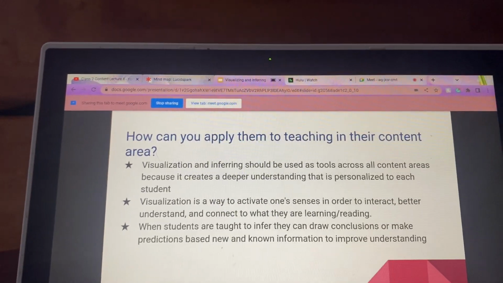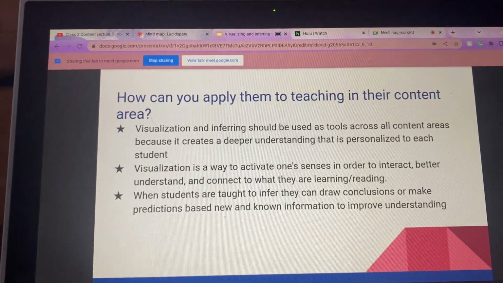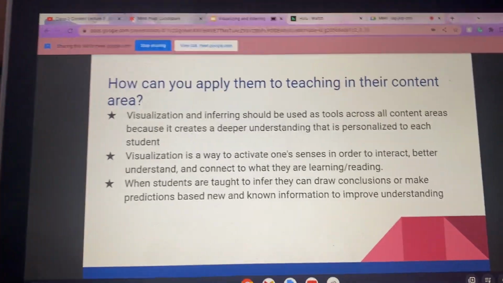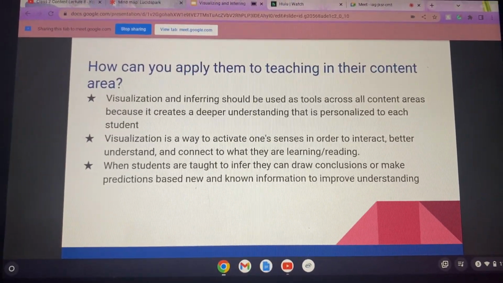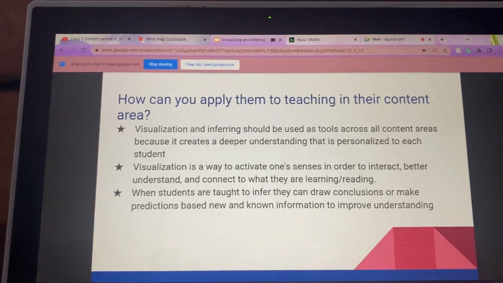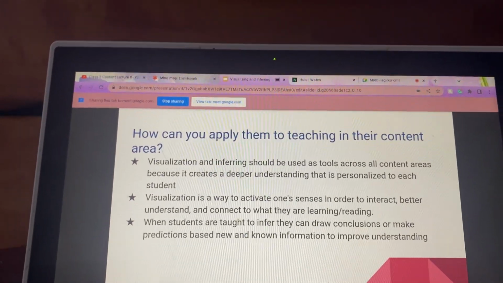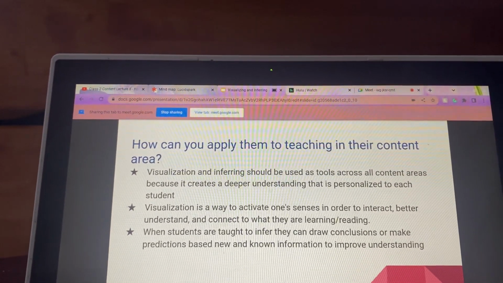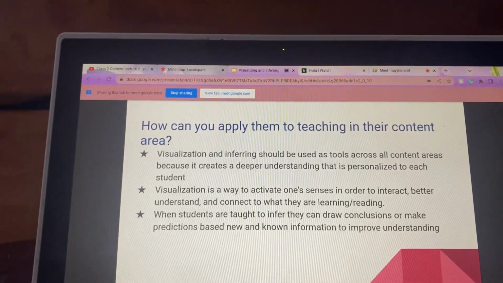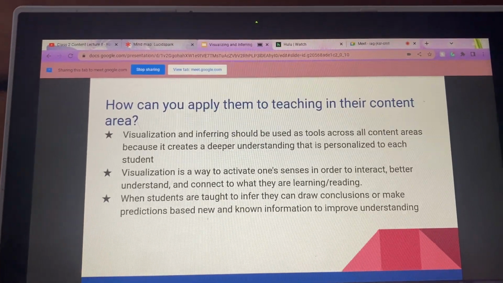Anyway, visualization is also a way to activate one's senses in order to interact, better understand, and connect to what they're learning and reading. One of my favorite activities I did in grade school was using the five senses in learning and reading and writing. And I think it just takes students' literacy to the next level because they can relate to it through their senses, which is personalized to them.